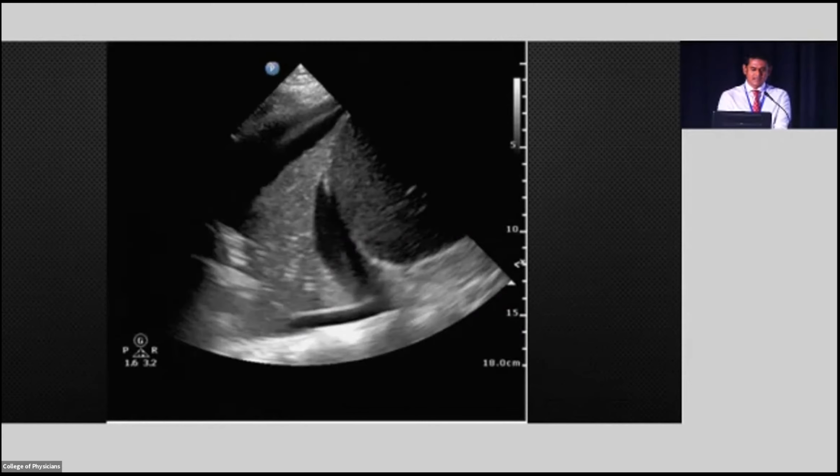This is another scan just to show again the liver. You see the consolidated lung here. These tiny white dots are trapped air, and this black is fluid. So you see a pleural effusion here.